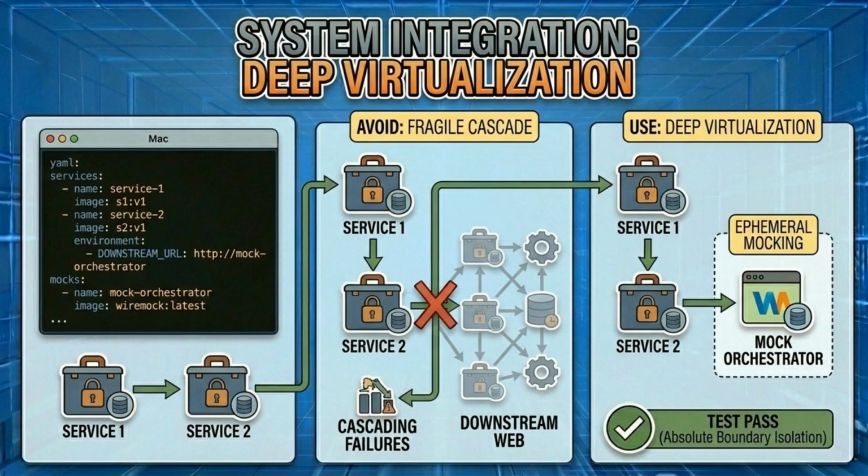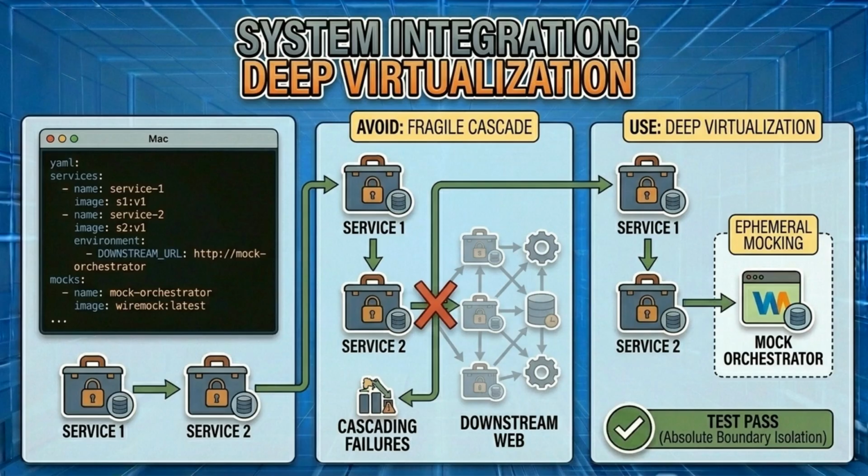Allowing transitive downstream calls is a severe anti-pattern that creates a fragile, unmanageable E2E test, and we wanted integration, not E2E. Instead, you must do deep virtualization. You deploy only Service 1 and Service 2 into the ephemeral environment to validate their specific network hop and payload serialization. For the downstream web, you deploy a mock orchestrator.